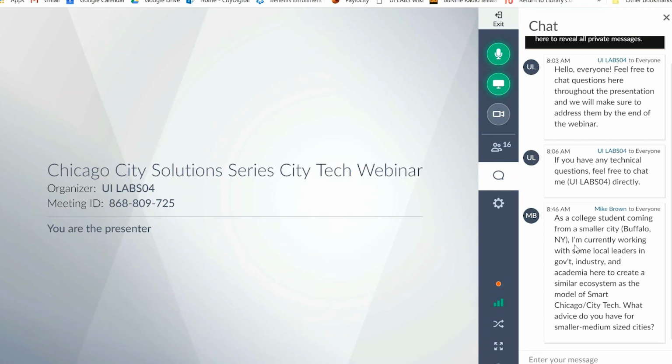I am seeing one question here, so before we go, the question is: as a college student coming from a smaller city, I'm currently working with some local leaders in government, industry, and academia to create a similar ecosystem as the model of City Tech. What advice do you have for smaller, medium-sized cities? I think that's a great question, and we'd be happy to follow up with you on that particular topic.